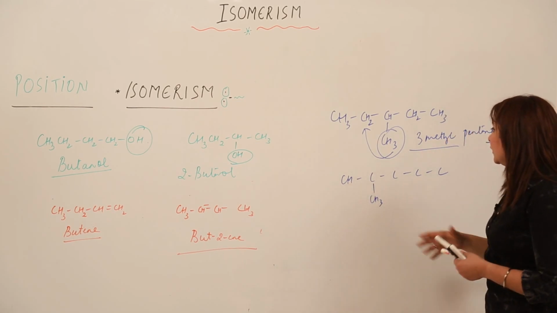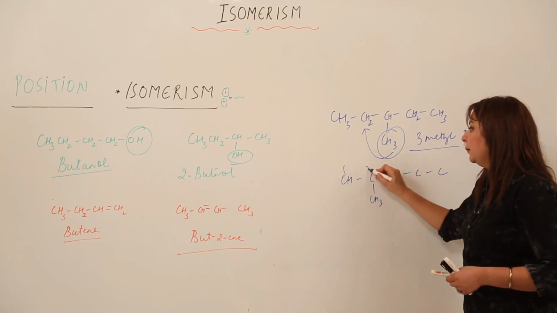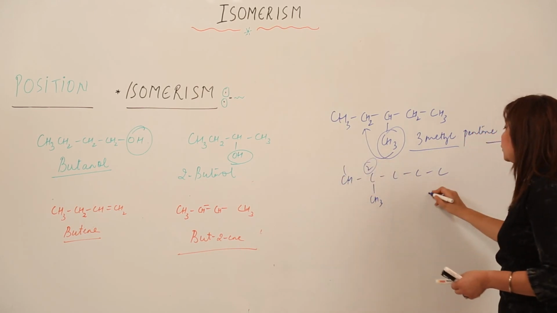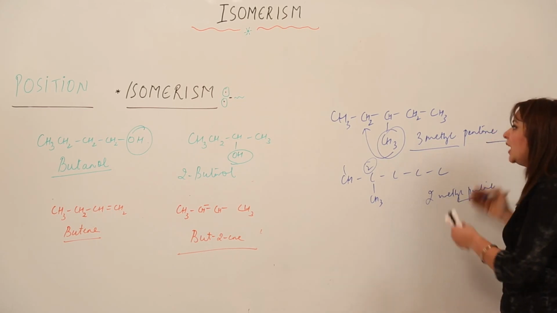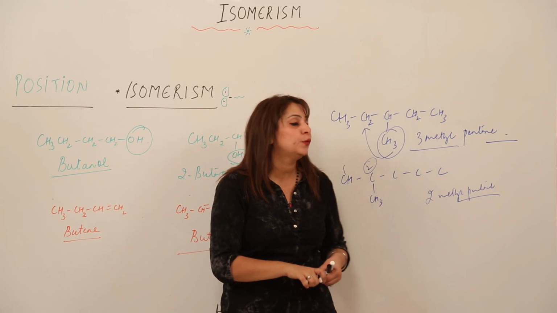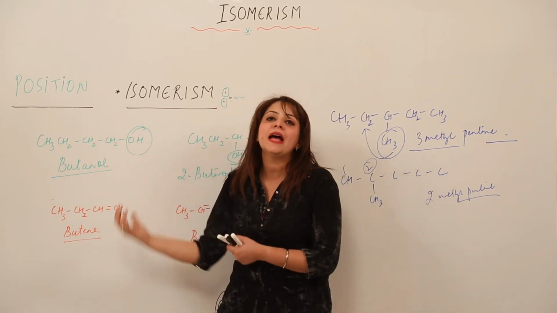So now what is the number for this methyl group? Obviously we'll be counting from this side, so it will become 2. So it will become 2-methylpentane. So what we did here is we just changed the position of the substituent. So they exhibit position isomerism.